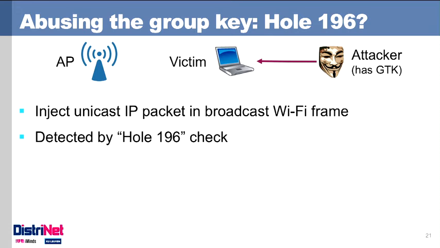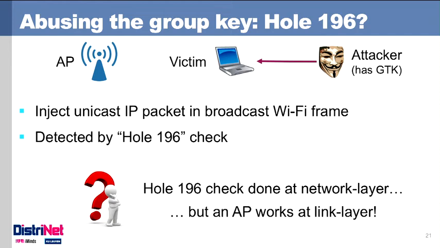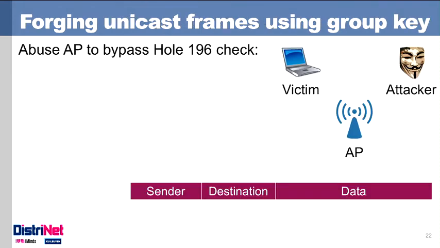However, this detection can only be implemented by a device which actually processes these IP packets. So our insight here is that if you have an access point, it only works at the link layer and not at the network layer. In other words, it doesn't know anything about IP or any protocol above it. And we can now abuse the access point in order to inject a unicast packet.